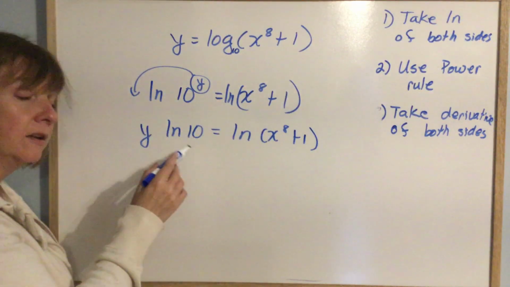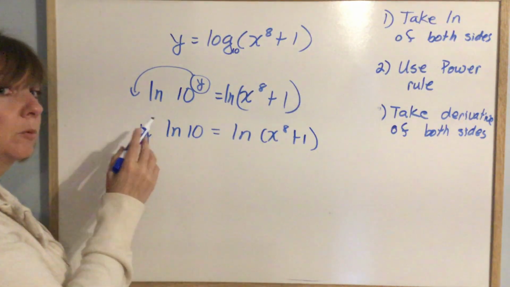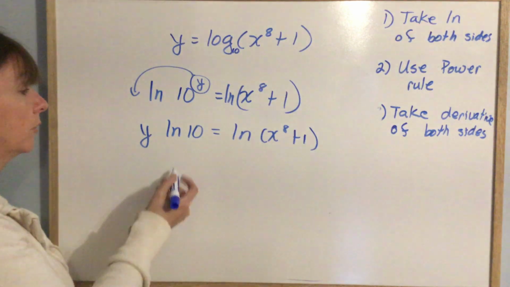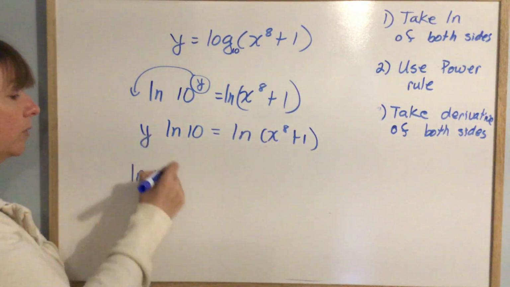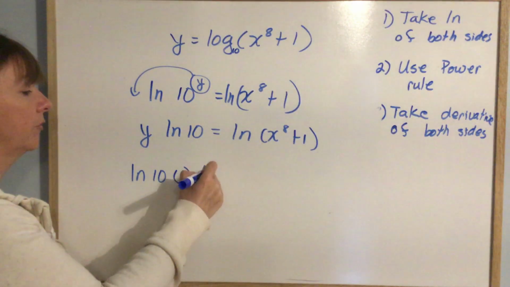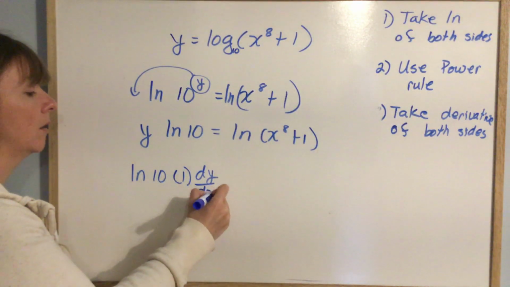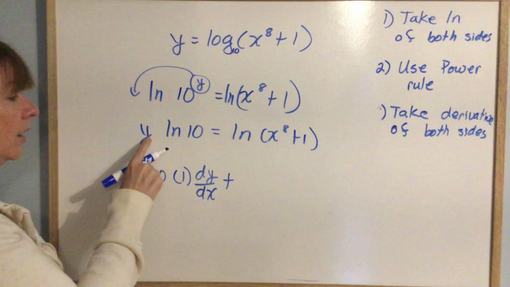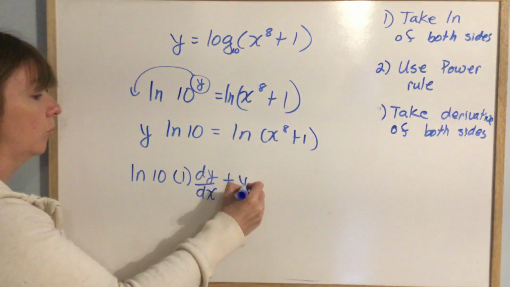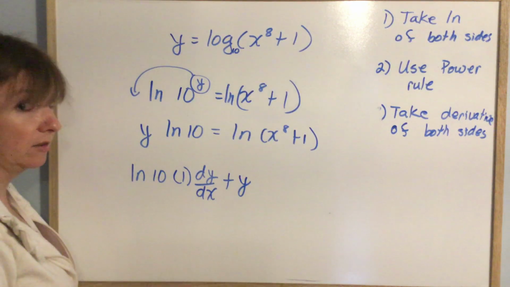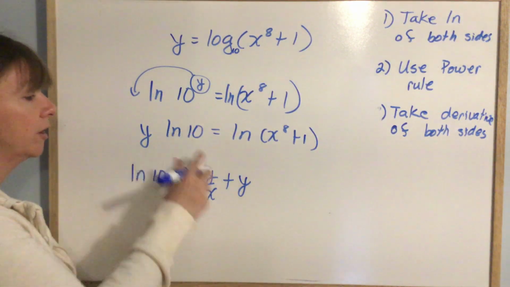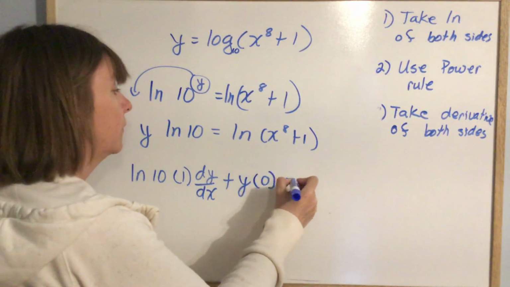On this side, to do the derivative, I'm going to have to use the product rule. So g f prime. The derivative of y is 1, but I have to say I did the derivative of y with respect to x, plus f, which is y, derivative of ln 10. Again, that's a constant. 10 is a constant, so the derivative is automatically just 0.